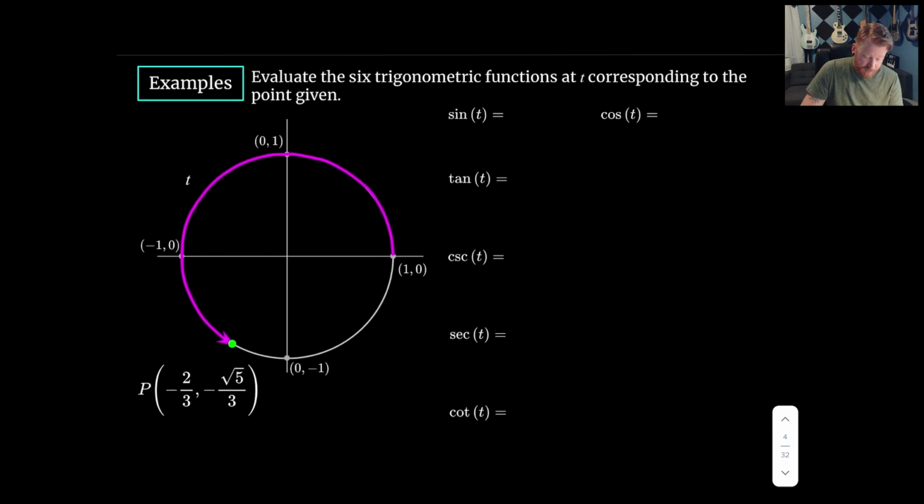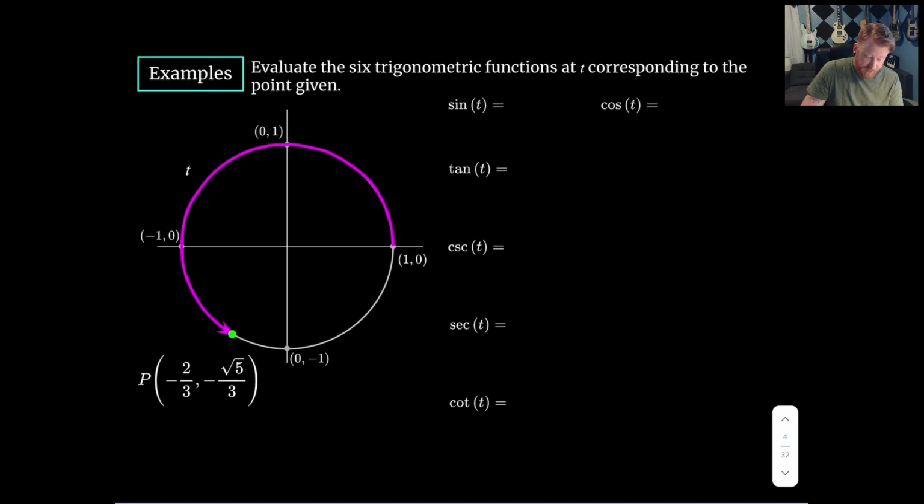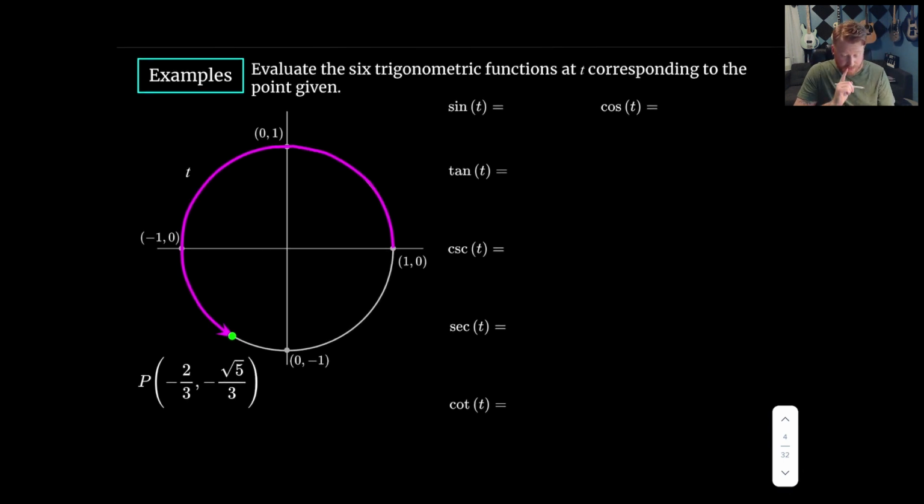So here we have an example. We want to evaluate all 6 trig functions at t corresponding to the given point. So here we've traveled through the first quadrant, through the second quadrant, and now we're down in the third quadrant. At this point, negative 2/3, negative square root of 5 over 3. We could verify that this is on the unit circle by squaring both and then adding them together, and we would see that we would get 1. But we don't need to do that here. We'll just trust that it does live on the unit circle.